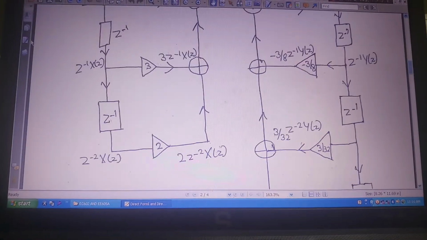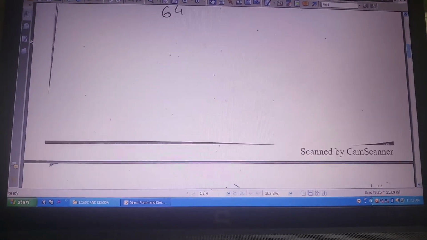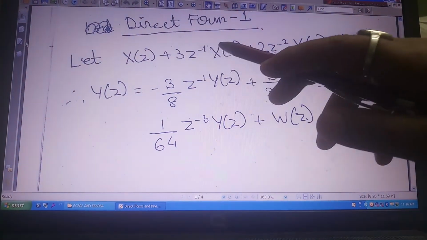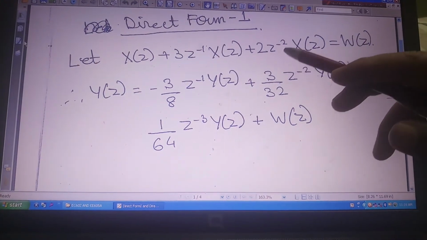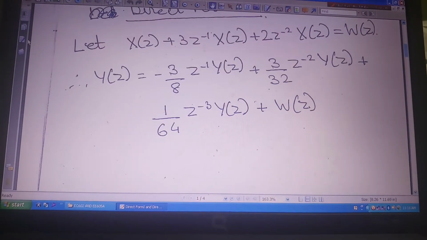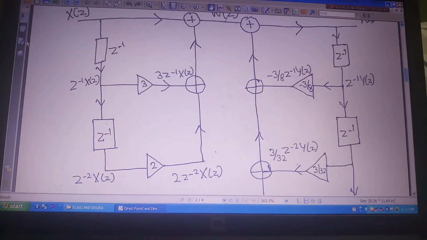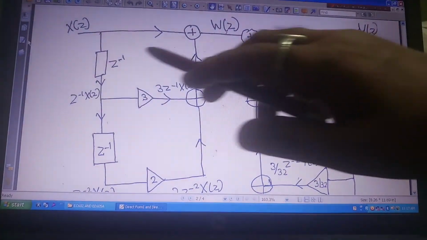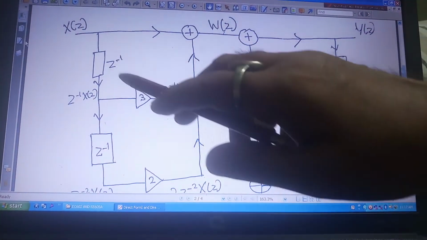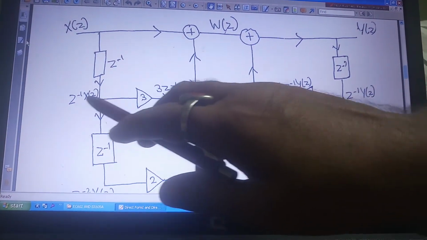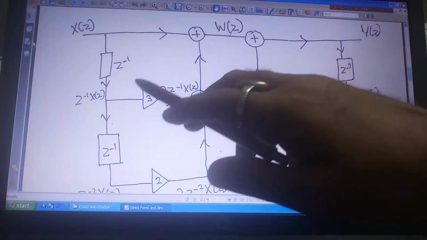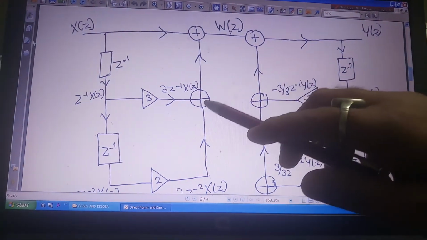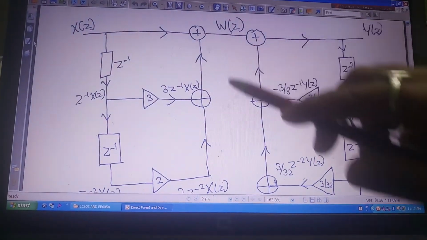If I go into this expression, W(z) is equal to X(z) plus 3z inverse X(z) plus 2z to the power minus 2 X(z). Here you see W(z) starts from X(z). This is a delay, that is z inverse. So at this node I get z inverse X(z), with a multiplying factor 3, so I get 3z inverse X(z), and through the adder it comes to W(z).